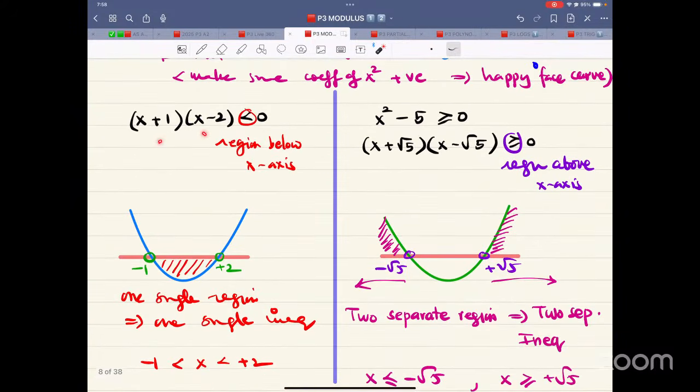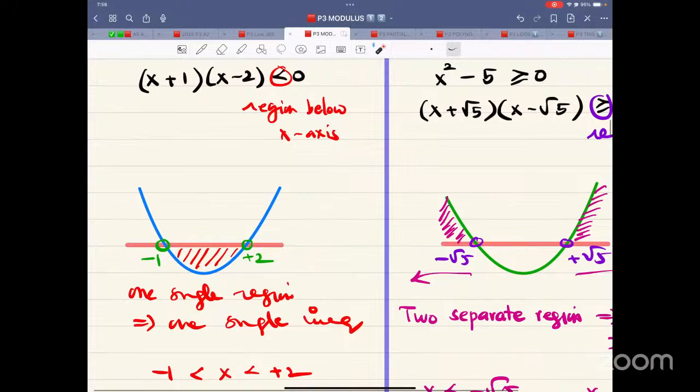(x + 1)(x - 2) is greater than 0. And then what have I done? I have jotted down the roots. The shape of the curve is positive, and the region below the x-axis is one single region, one single answer. Therefore, x lies between -1 and +2. That is how this thing is done.